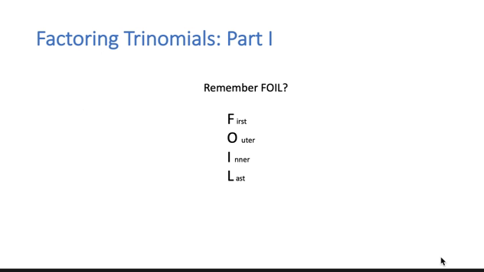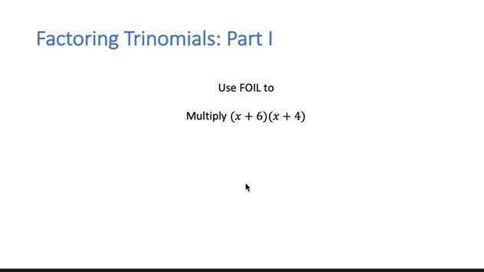And what I want to start with is a brief review of multiplying binomials. Do you remember FOIL? FOIL is a mnemonic device that helps you to remember how to multiply two binomials. The FOIL in FOIL stands for first, outer, inner, and last. So let me show you how that works.